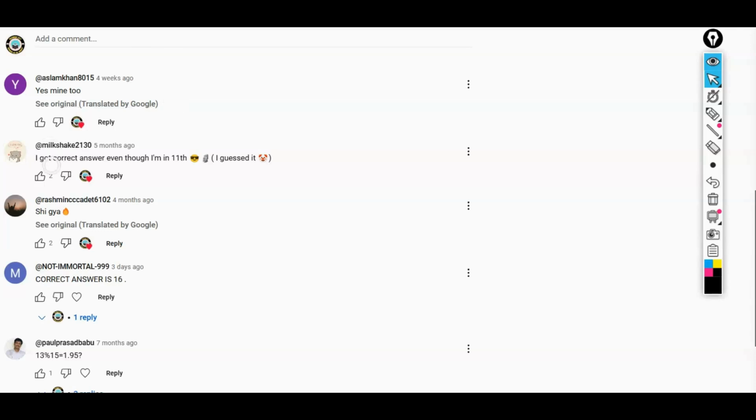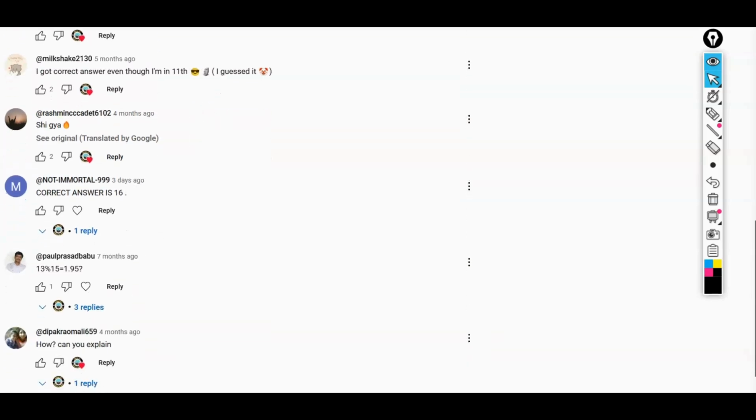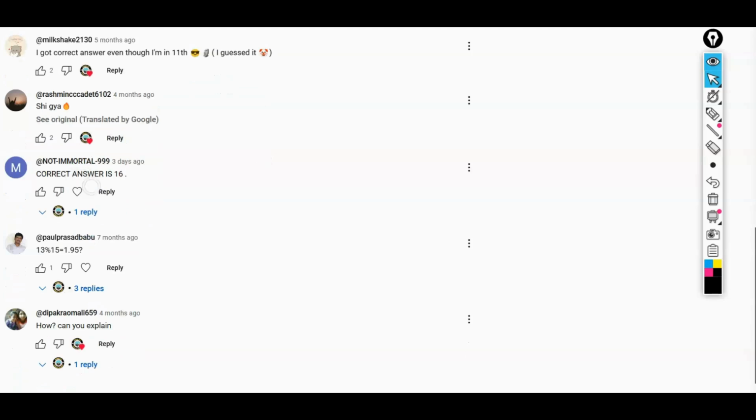One child has said, I got the correct answer even though I'm in 11th standard, I guessed it. Very good. The next comment says the correct answer is 16. The next says 13 modulo 15 is equal to 1.95. So the next question is, how can you explain?